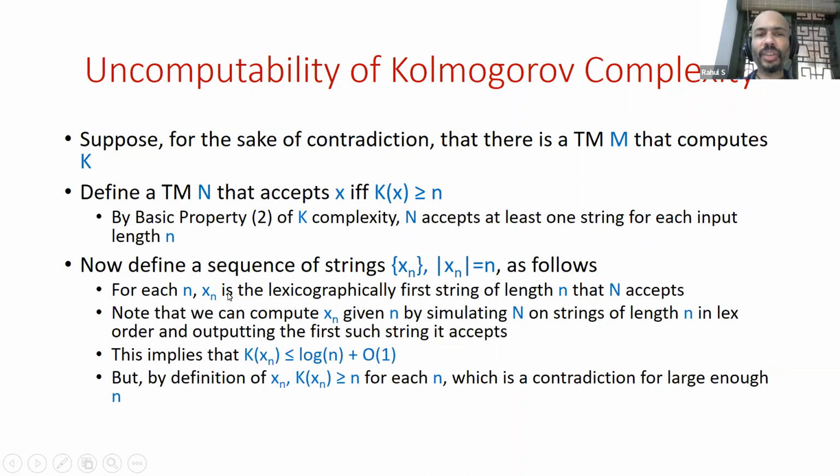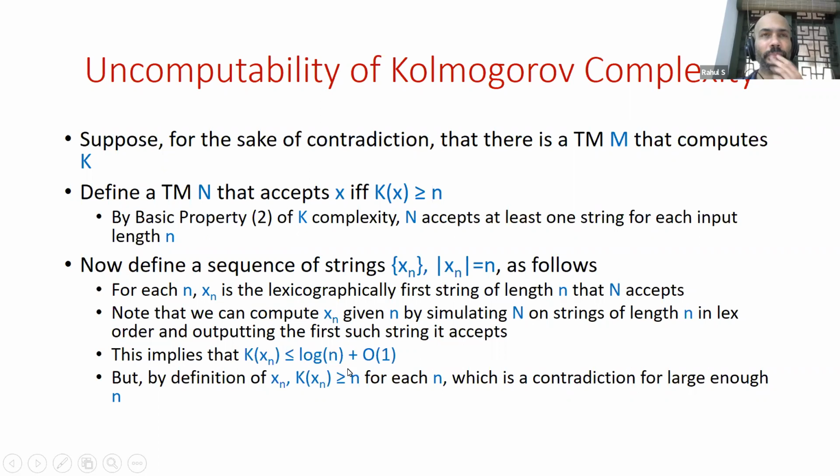But what's this other property of x sub n? x sub n is a string that N accepts, and N only accepts a string that has Kolmogorov complexity at least little n. So in particular, that means that for each x sub n, K of x sub n is going to be at least little n for each n. But this is a contradiction for large enough n, because log n is a slower growing function than little n. So as n gets large enough, these two properties cannot be true at the same time, and we get a contradiction.